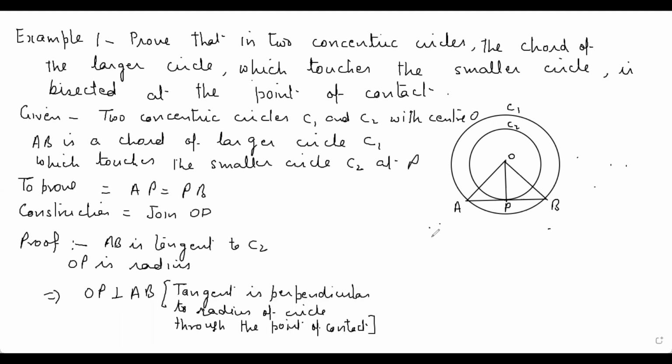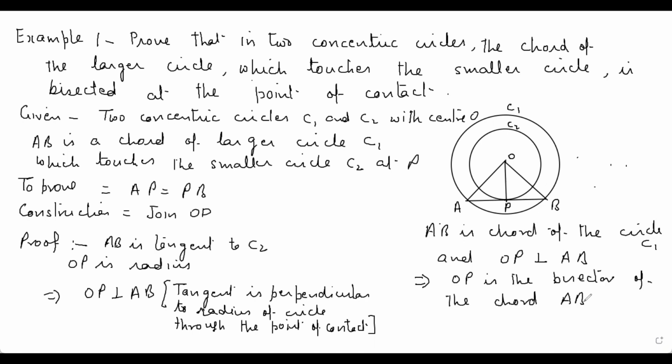Now AB is chord of the circle C1, and we have just proved OP is perpendicular to AB. It implies OP is the bisector of the chord AB. Why? Perpendicular from the center bisects the chord.